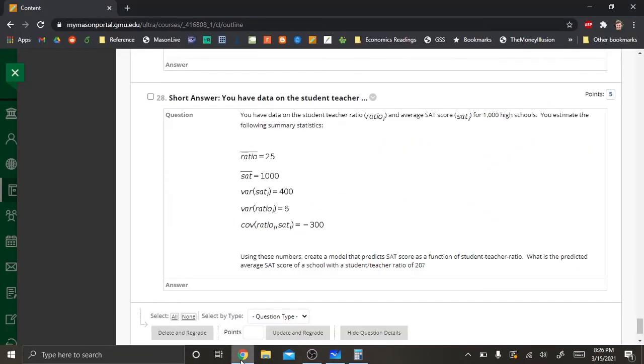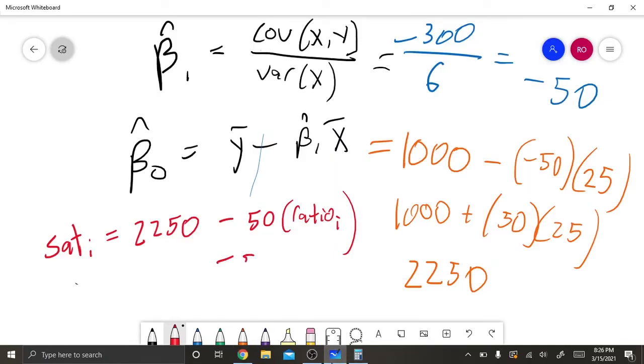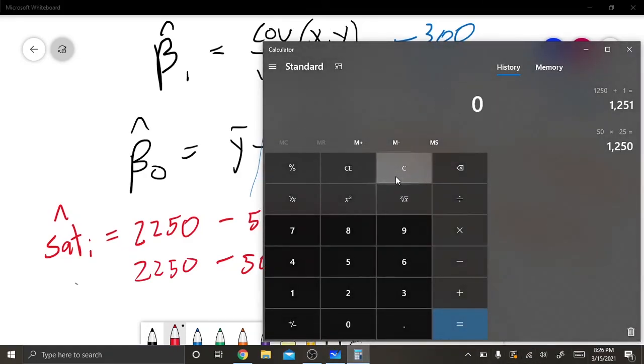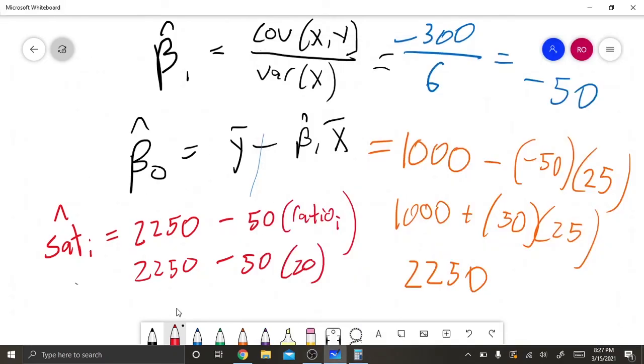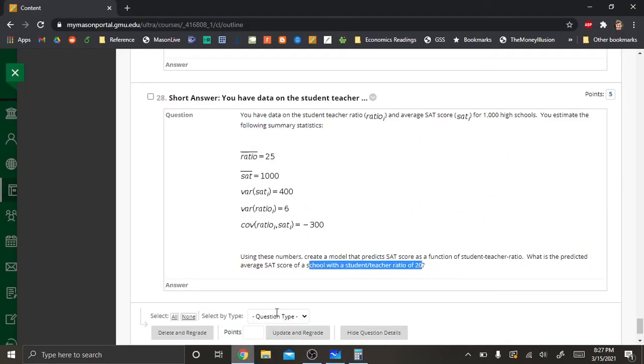Now all we have to do is plug in. We want the predicted SAT score of a school with a student-teacher ratio of 20. So we'll just do negative 50 times 20, which is negative 1,000. So 2250 minus 1,000 gives you 1250. And that's the answer. So you had to know your slope formula, your intercept formula, and then just set up the equation, plug in 20, and you get 1250.